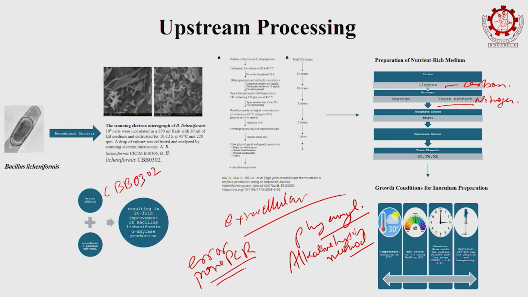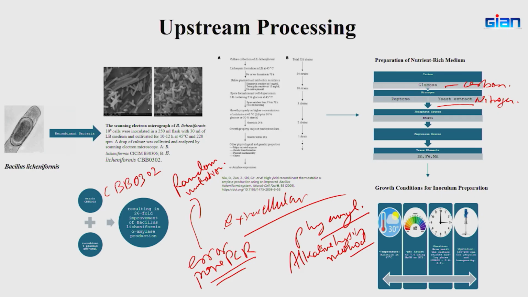So you said error-prone PCR, for introducing random mutation in alpha amylase. Okay. It is done using Taq polymerase with altered magnesium or manganese concentrations, and the PCR runs around 25 to 30 cycles for a mutated variant.